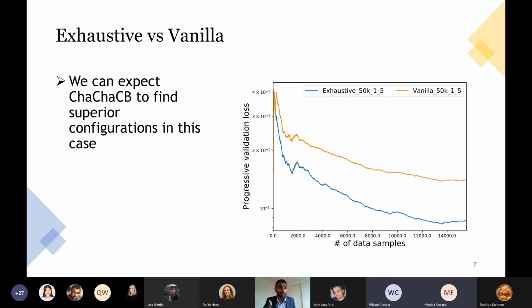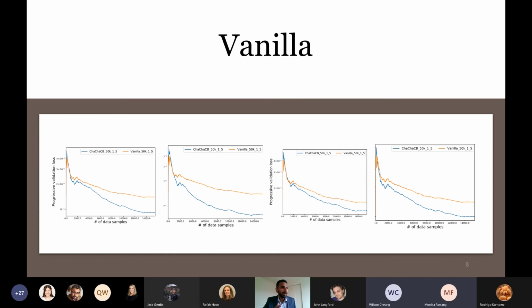In this case, we can hope that ChaCha-CB will be able to pick out those configurations as the algorithm goes on. So for this data set, we can hope that ChaCha-CB will be able to find the configurations which are good in terms of progressive validation loss. With vanilla, we compare ChaCha-CB, and this is the greedy policy we are running, completely greedy. These are the results for 4 different seeds. In all the configurations, ChaCha-CB performs better than vanilla. Lower is better here again, progressive validation loss we are plotting.